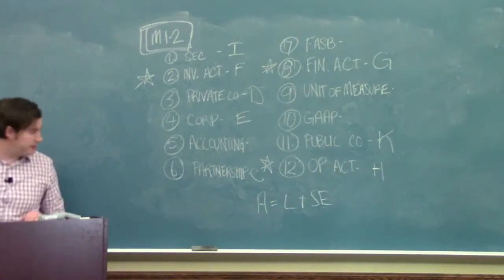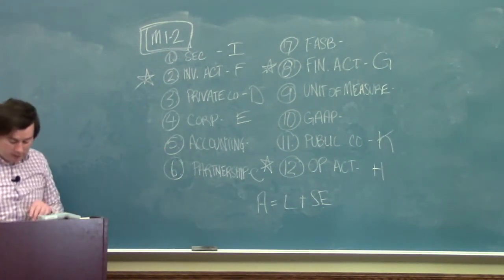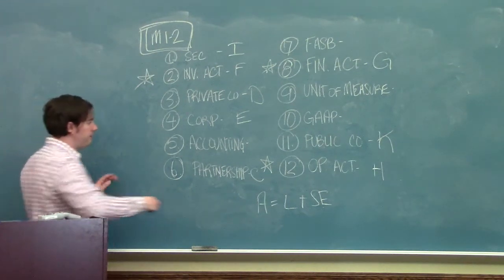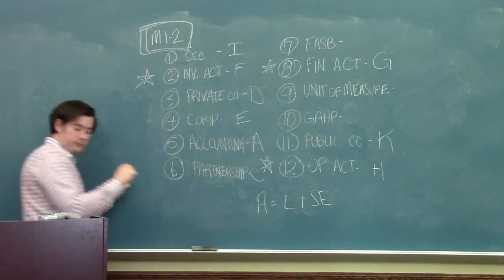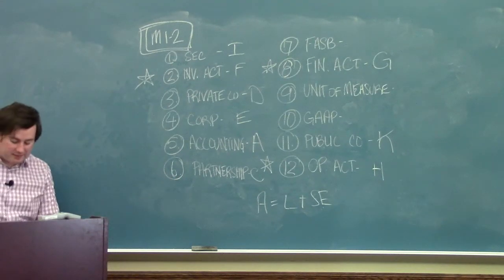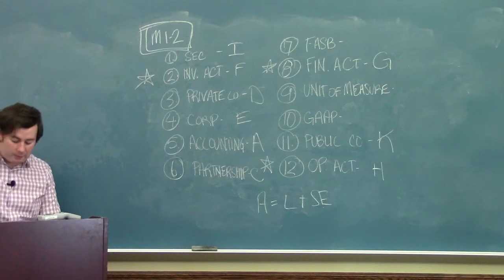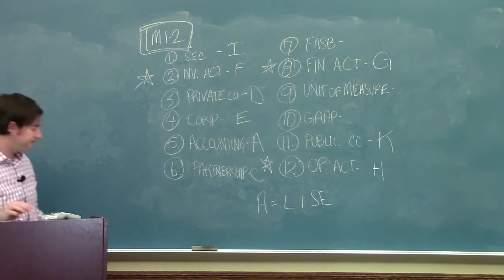All right, next one we have to go over is accounting. Accounting's denoted by letter A. Letter A indicates a system that collects and processes financial information about an organization and reports information to decision makers.